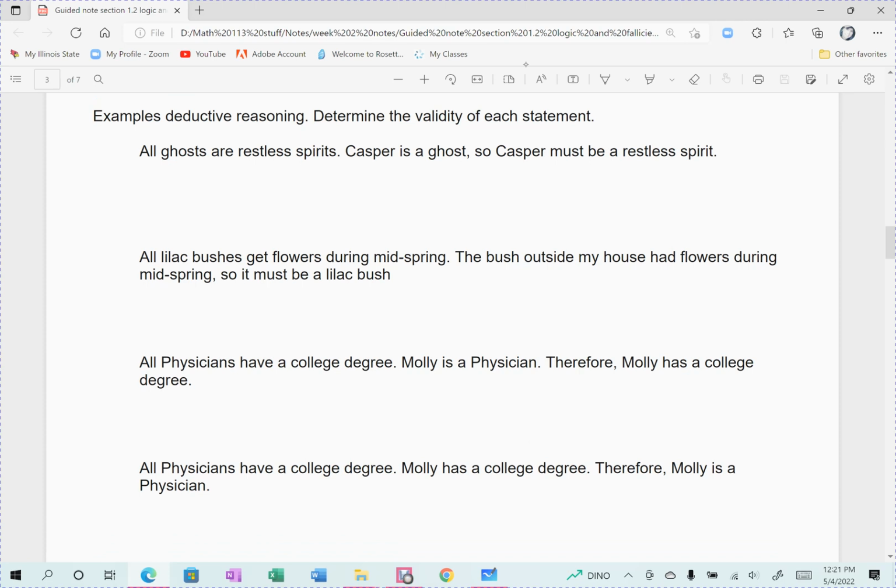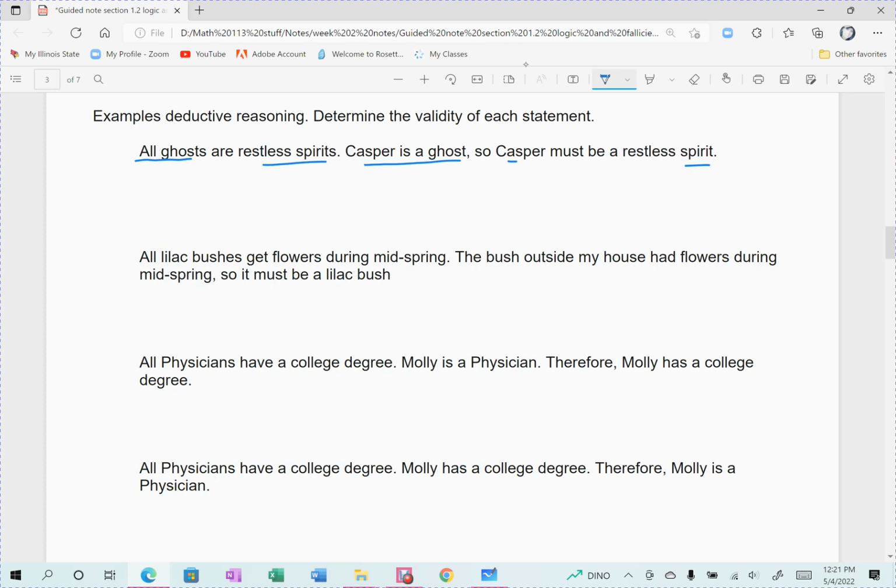The first example is a bit of a nonsense example, but it's getting you used to what we're determining here in terms of valid and non-valid arguments. All ghosts are restless. Casper is a ghost. Those are my premises. Casper must be a restless spirit. That's my conclusion.